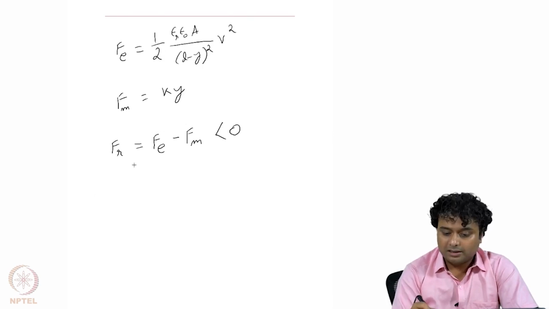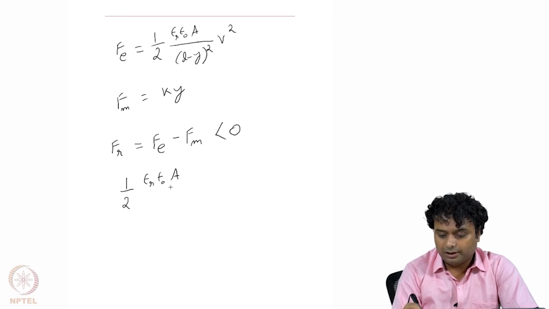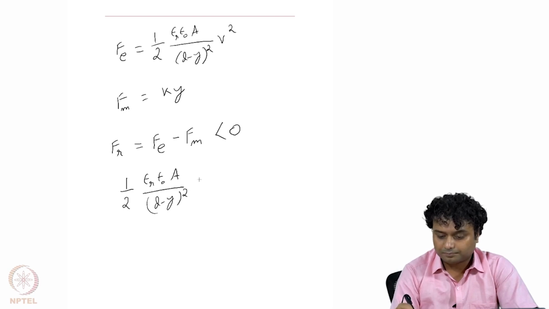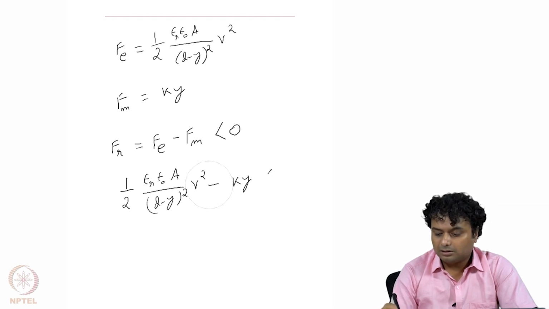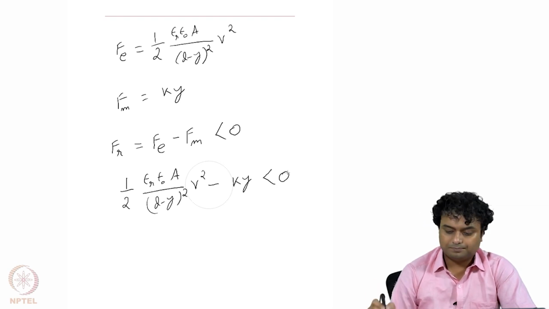So we can write then that half of epsilon r epsilon naught A divided by d minus y whole square, v square, minus the mechanical force, ky, minus ky is less than 0.